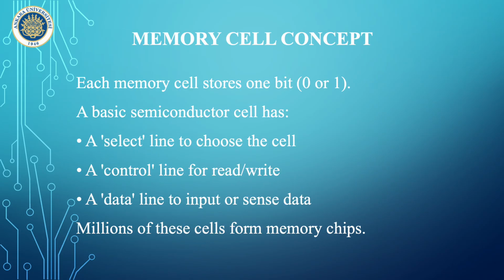Each memory chip is made of millions of memory cells, and every cell stores a single bit, either 0 or 1. A single cell has three main control lines. These are a select line, a control line, and a data line. A select line is for choosing which cell to activate. A control line is for deciding between reading or writing, and the data line is for sending or receiving the actual bit value.